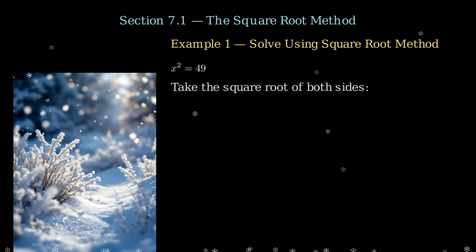Solve the quadratic equation x squared equals 49. To solve this, we can take the square root of both sides. By applying our property, we find that x is equal to plus or -7.